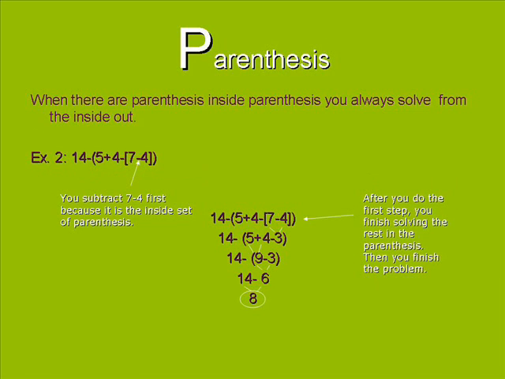When there are parentheses inside parentheses, you always solve from the inside out. You subtract 7 minus 4 first, because it is the inside set of parentheses. After you do the first step, you finish solving the rest in the parentheses. Then you finish the problem.